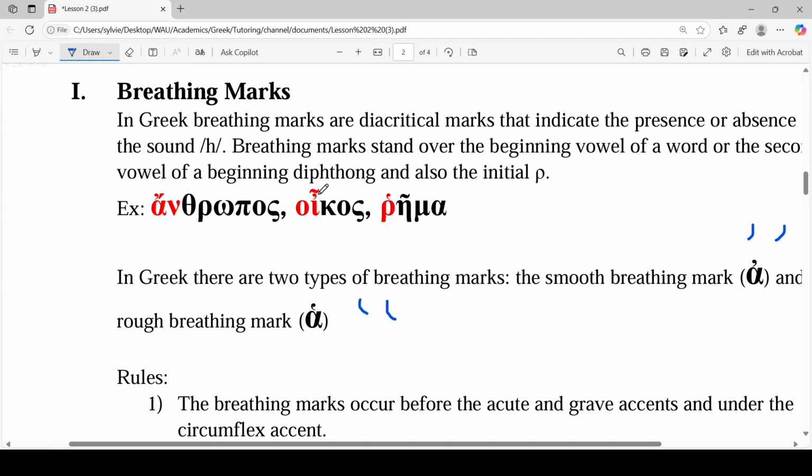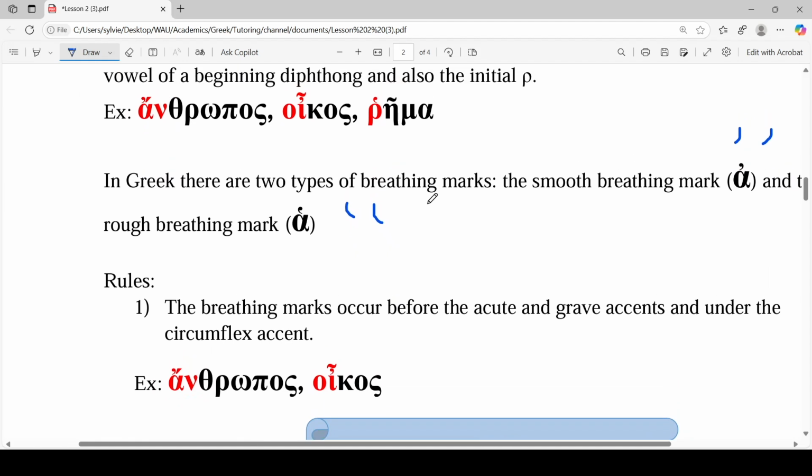In the word oikos, it's still a smooth breathing mark, so it's oikos. But in the word rima, because of this rough breathing mark, the rough breathing mark sounds like a vocal H, so it's gonna be rima. That's the right pronunciation.